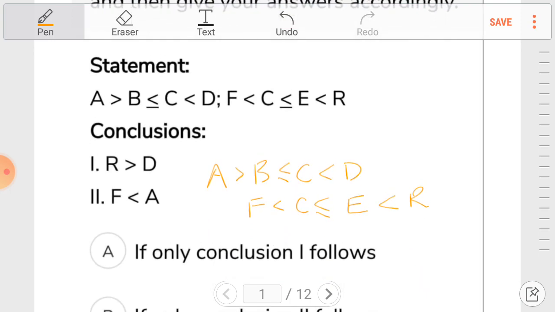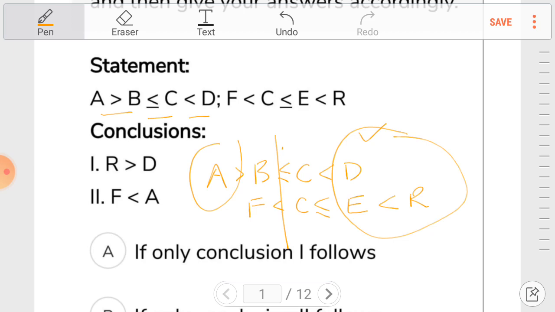The statement is given: A greater than B, B less than equal to C, and C less than D. So we will write it, and then C is greater than F. So C is greater than B and F, and A is uncertain, that how much greater than B. And also C is less than D, and less than E and less than R. So these are the bigger ones.